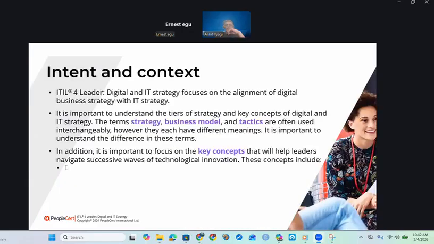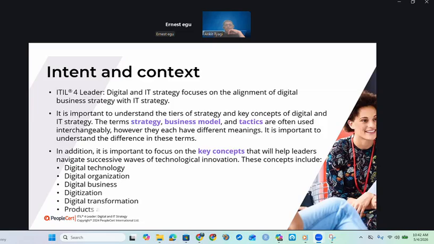So let's see the intent and the context. Digital and IT strategy focuses on alignment of digital business strategy with IT strategy. Of course, anything that we do within the organization needs to have some contribution to the organizational objectives, right? Anything that exists within the organization would have some kind of contribution. Could be a direct contribution, could be an indirect contribution, but it would only exist if it is helping the organization to achieve its overall strategic objectives.